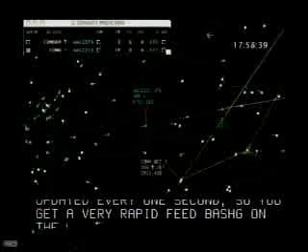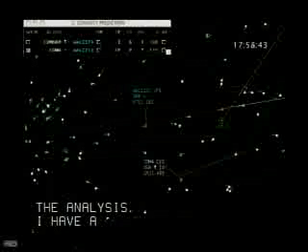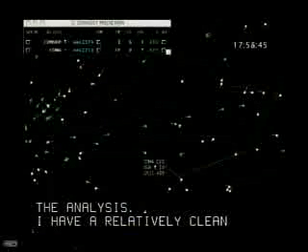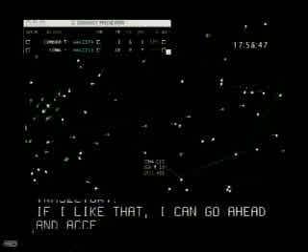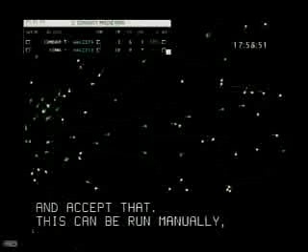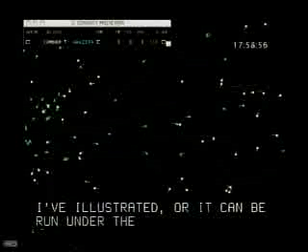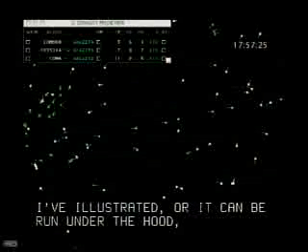If I like that, I'll go ahead and accept it. Another point I'd like to make on this one is that this can be run either manually, as I've illustrated here, or it can be run under the hood automatically. But the trajectory analysis capability is common, and so that is very, very key. Okay.